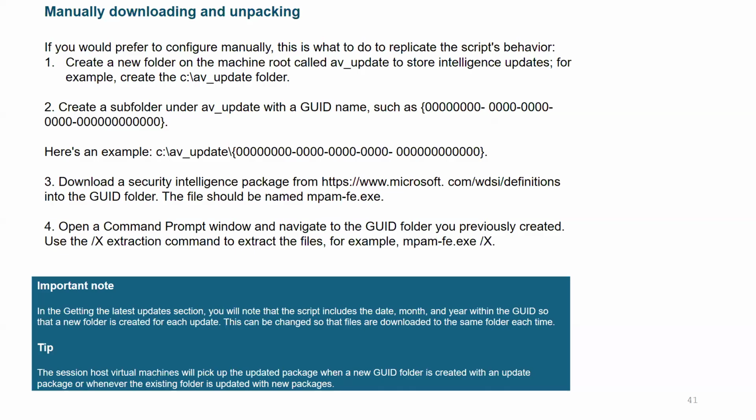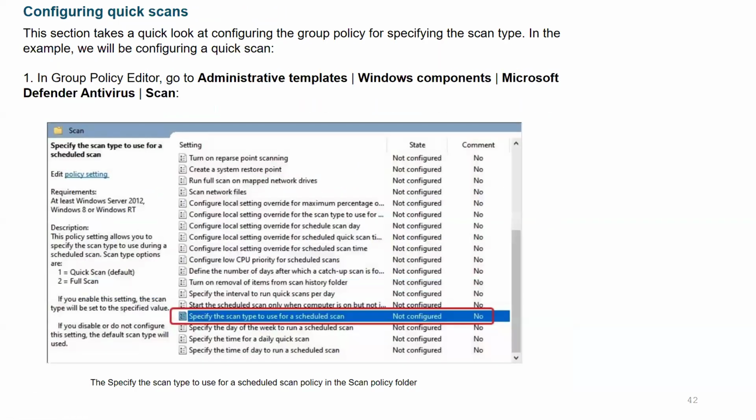With manual download and unpacking, you have to download manually to update. We don't do that. For example, if you have 2000 machines, we cannot update manually, right? Yes, sir, we can't. It is not possible. So we need a third-party tool like SCCM, Intune, or something. Okay, so now configuring quick scans.